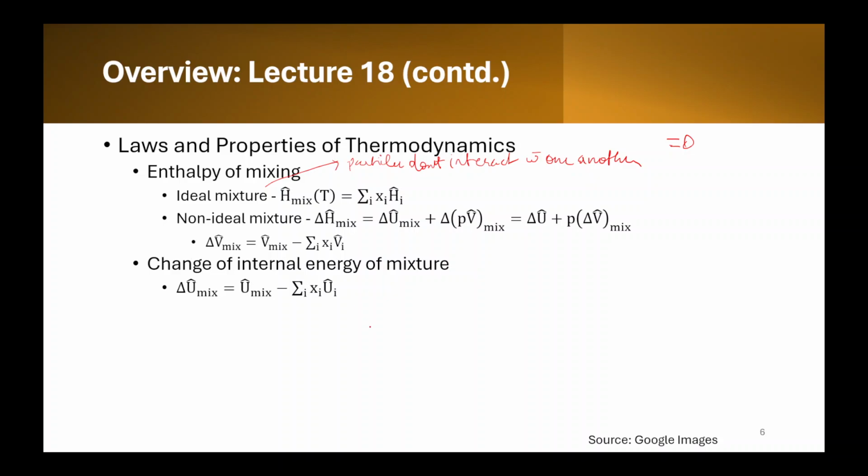For a non-ideal mixture, however, we can express the enthalpy of mixing as delta U mix plus delta PV mix, which will be delta U mix plus P delta V mix. And V mix is given using this relation. The volume of the mixture may not be equal to the summation of the volumes of the individual components. That is how we get the delta V mix for non-ideal mixtures. Again, delta V mix for an ideal mixture will be equal to 0. The change of internal energy of the mixture is given using this relation.